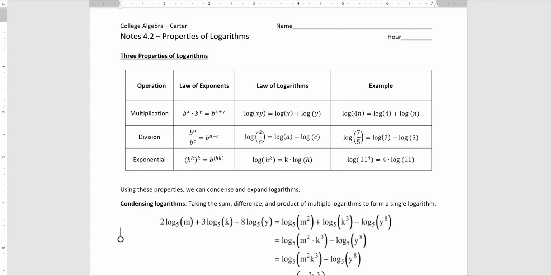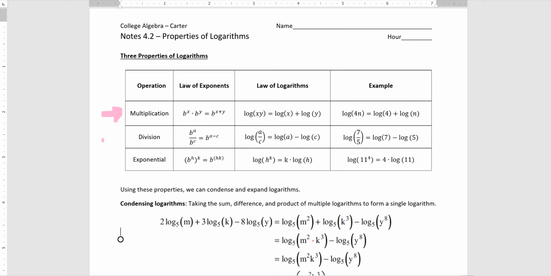In order to do this, there are three properties of logarithms that you need to know. The first one is multiplication. It's based off the law of exponents: if we're multiplying terms with like bases, we add the exponents. In logs, that means if we are multiplying in the argument of a log, we can split it into addition. Multiplying becomes adding. Here's an example: the log of 4n is the same as the log of 4 plus the log of n.